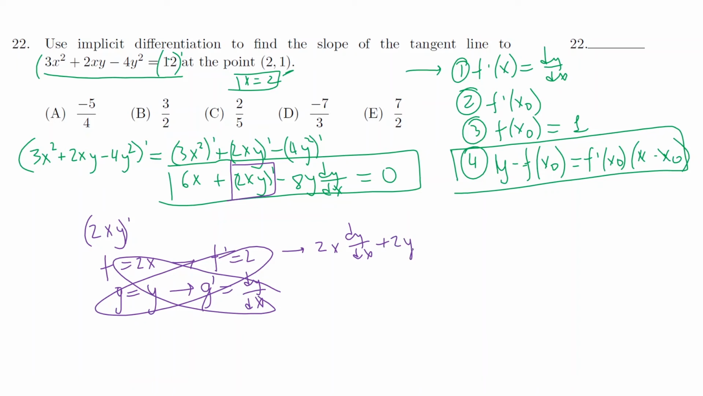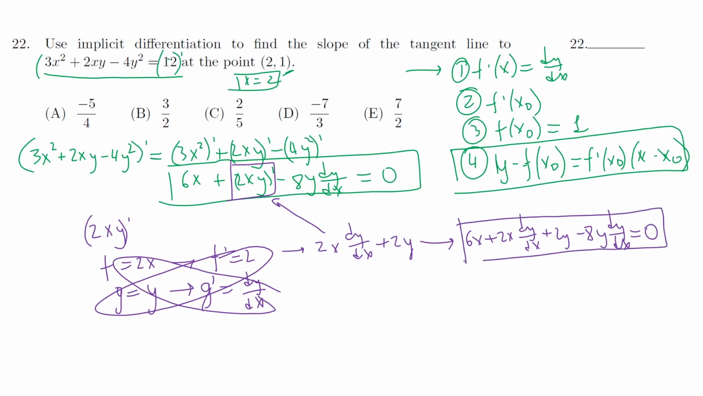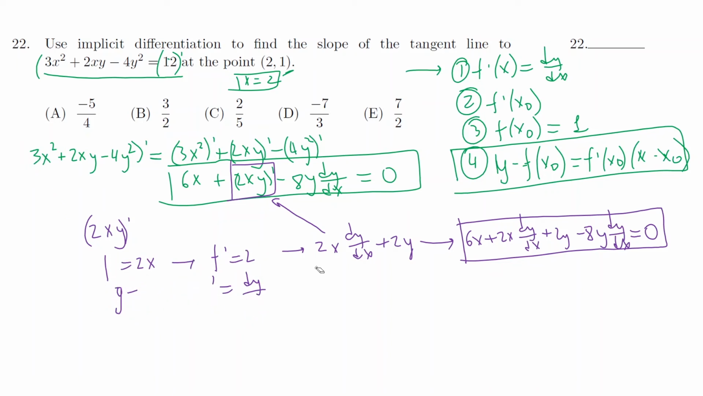All right. So if I replace that right here, and I will clean things up, but let me just write it out on the side. So we got 6x plus 2x dy/dx plus 2y minus 8y dy/dx equals 0. This is our equation from which we have to find dy/dx. I will erase all of this other stuff because it's just too bulky, and we're going to continue.